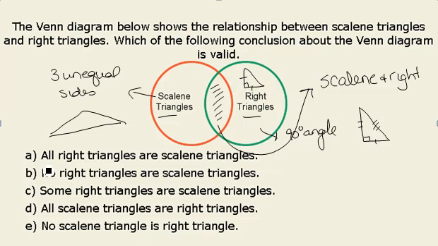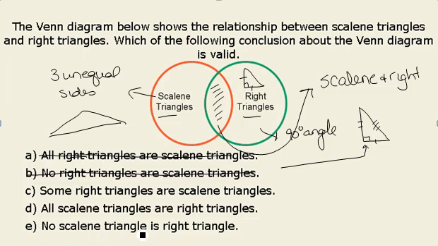Therefore, if we look down at our statements, A, all right triangles are scalene triangles. This would not be valid, as we know that we can draw isosceles right triangles. B says no right triangles are scalene triangles, which is also an incorrect or non-valid statement, since I can draw a scalene triangle that is a right triangle.